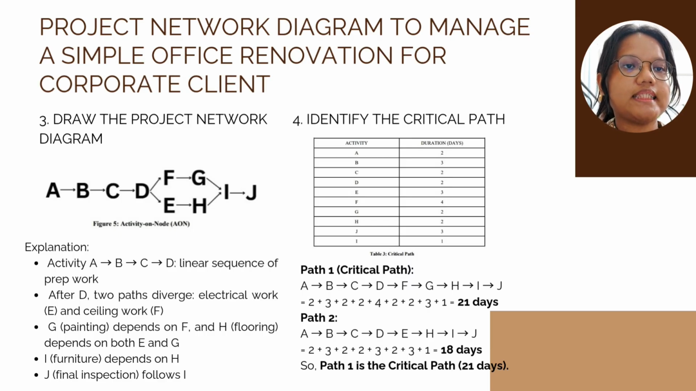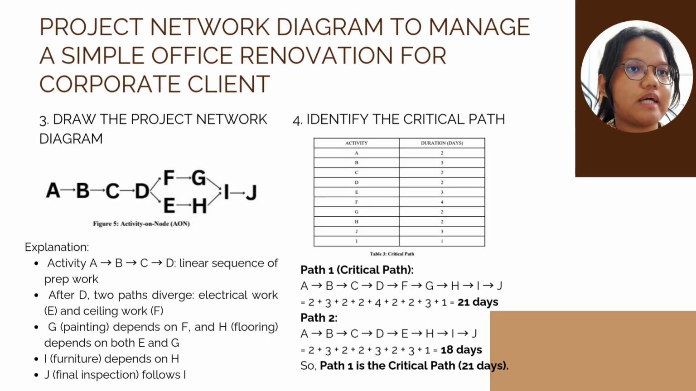Activities A, B, C, and D are a linear sequence of prep work. After D, two paths diverge, which are electrical work, E, and ceiling work, F. G for painting depends on F, and H, flooring, depends on both E and G. I, furniture, depends on H, and J, which is final inspection, follows I.